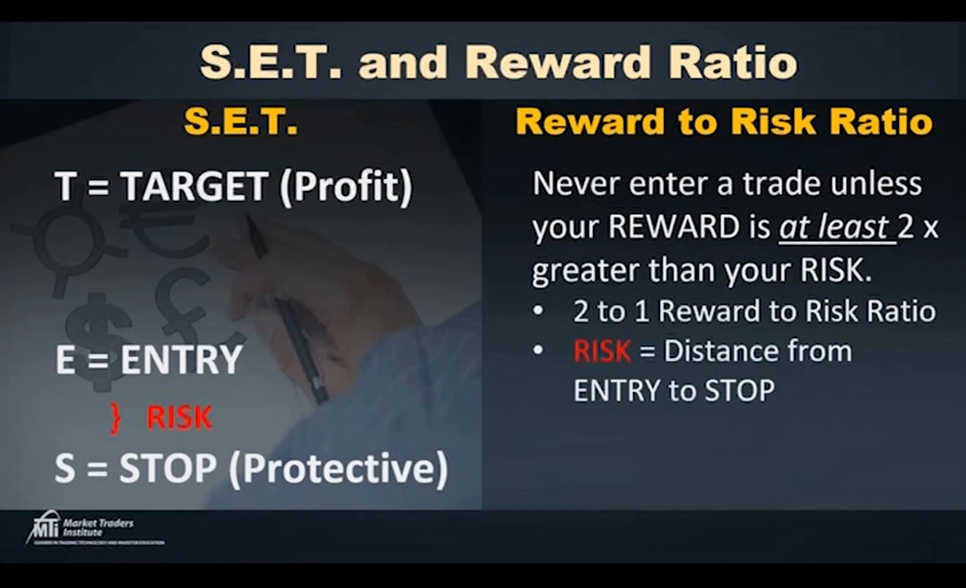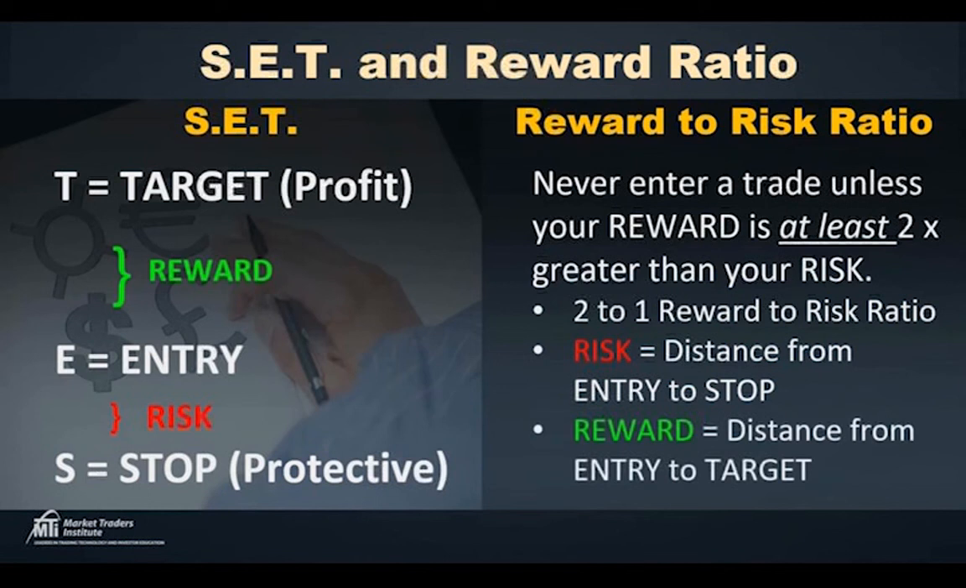Your risk is the distance from your entry to the stop. That is the risk, and your reward is the distance between the target and the entry, okay? So you never want to enter the trade unless it's at least 2 to 1. So an example would be, let's say we're gonna risk 100 pips, then you wanna make sure the reward itself is at least 200 pips.